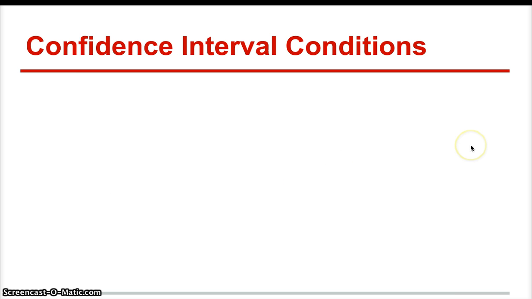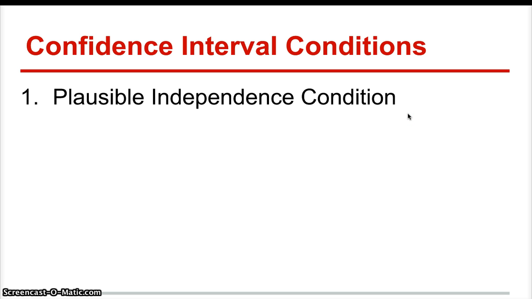So when you're dealing with a confidence interval, there are some conditions. The first condition you have to check is the plausible independence condition. That is something we think about: is there any reason to believe that they affect each other, that one event or outcome affects another? Usually that's not going to happen, but we just have to state whether or not we think things are independent.